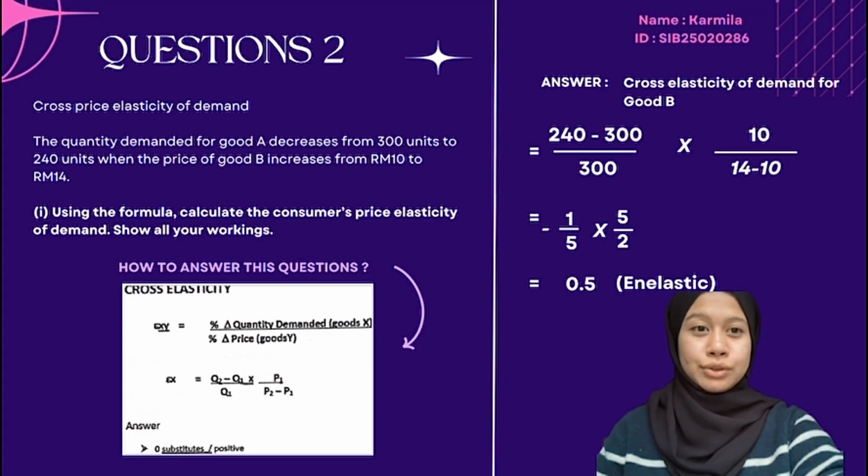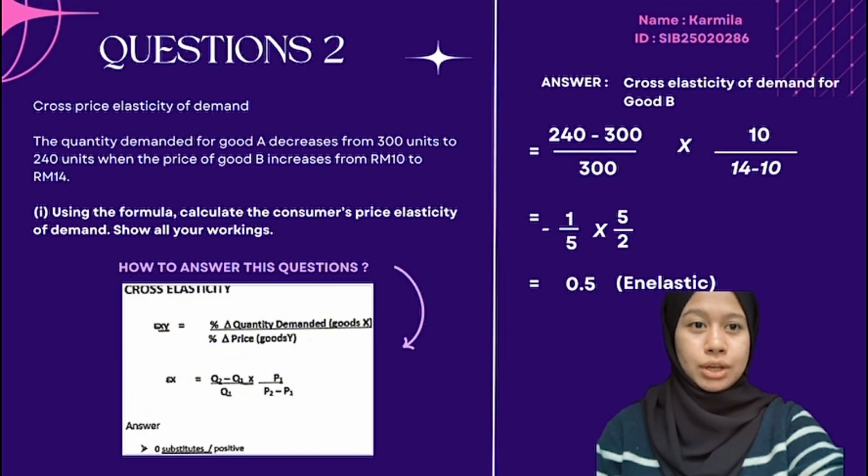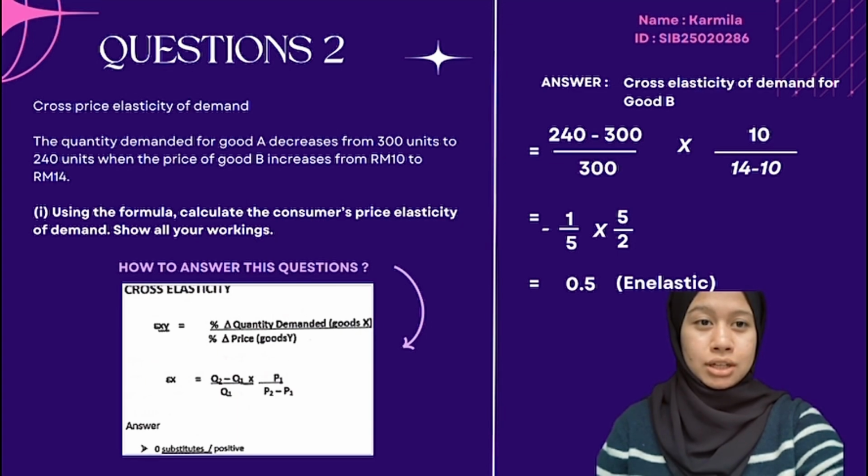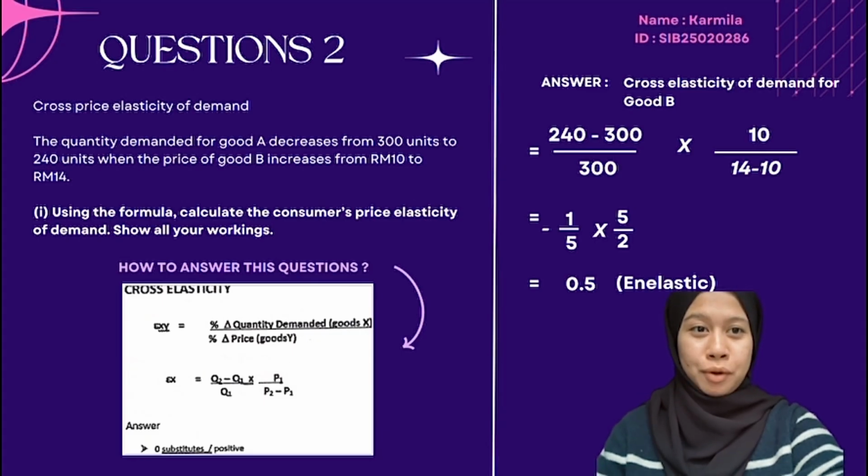First of all, we need to know the formula. The formula is the second quantity minus the first quantity, divided by the first quantity, multiplied by the first price divided by the second price minus the first price. Based on the question, the second quantity is 240 and the first quantity is 300, while the first price is 10 ringgit and the second price is 40. We add those numbers to our formula: 240 minus 300 divided by 300, multiplied by 10 divided by 40 minus 10. The final answer is 0.5 and it's inelastic.